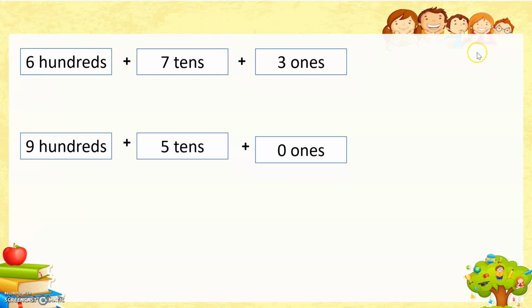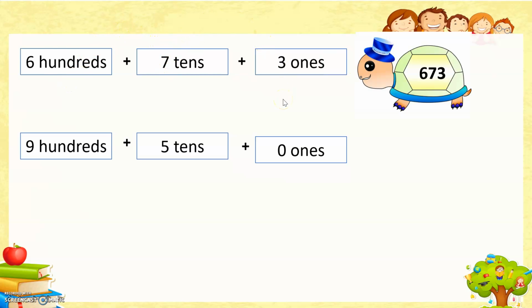Now, let's find the answer here. 6 hundreds, 7 tens, 3 ones. The answer will be 673. Yes, it is correct here.